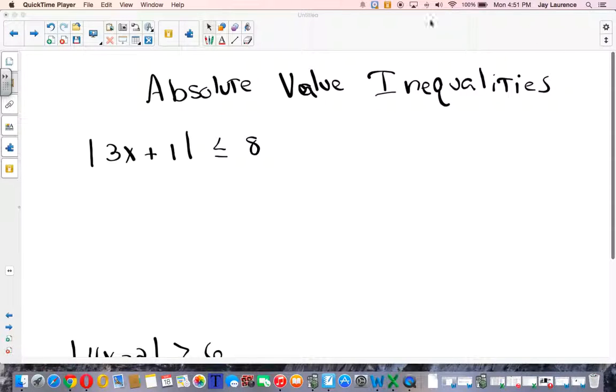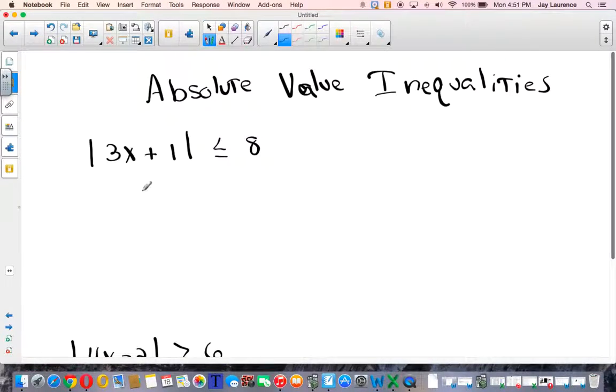Now, many of you will do this wrong. Many of you will see this and start going -1 like that. Do not do that. It is absolutely incorrect. You have never seen me do that. It is not okay. Remember, the definition of absolute value is the distance from zero on a number line.